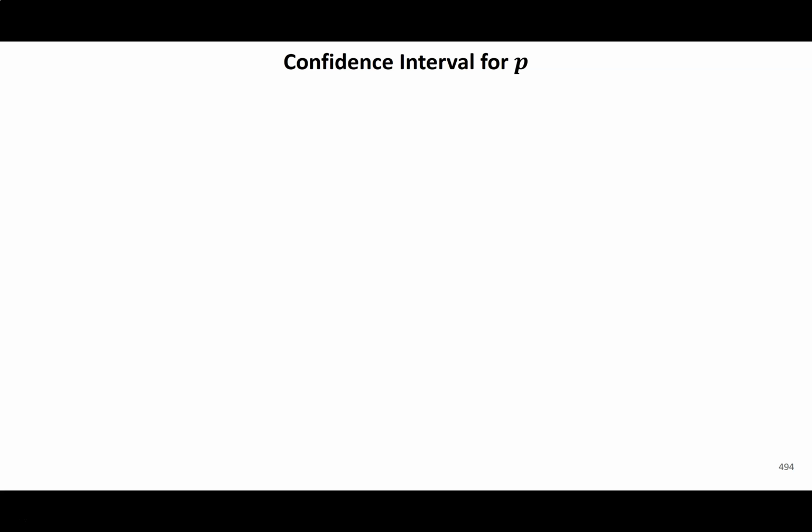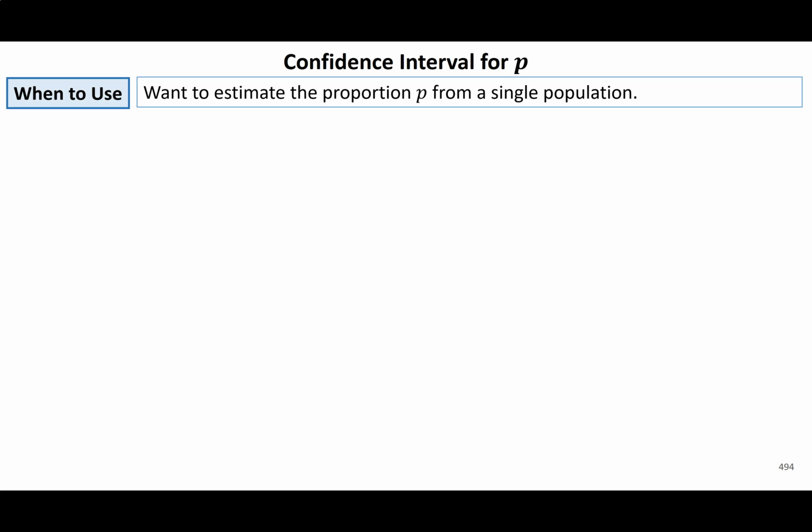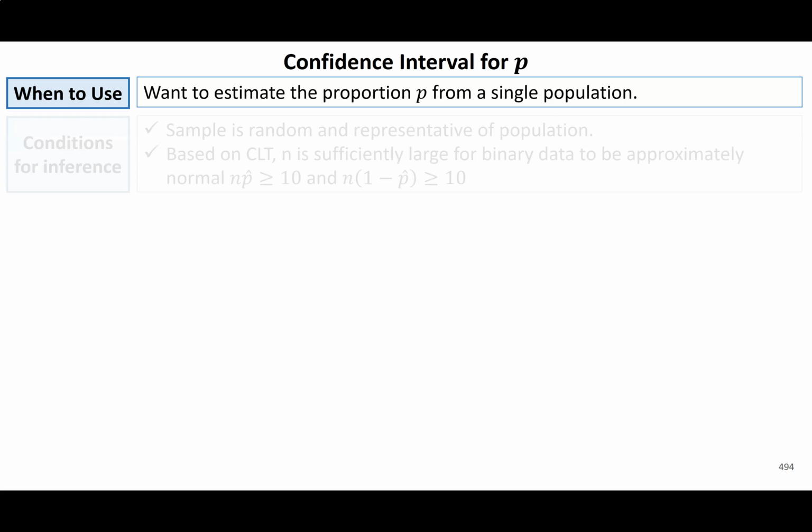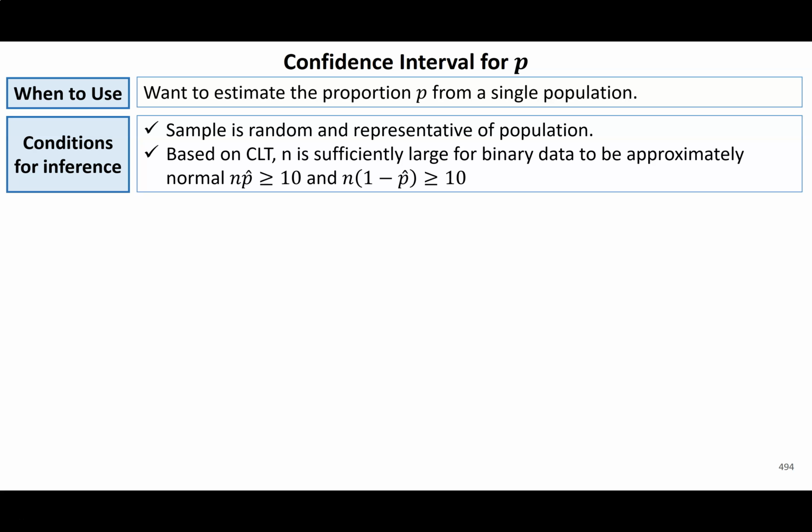So, confidence interval for p. We're going to want to use this when we want to estimate the proportion of a population. And we're only going to look at one population in this class. And so we're going to have our conditions. Pretty much, this is always going to be true: we want our sample to be representative of the population that the sample came from. If not, we're going to have to write an asterisk and say, hey, maybe this doesn't apply to everyone.